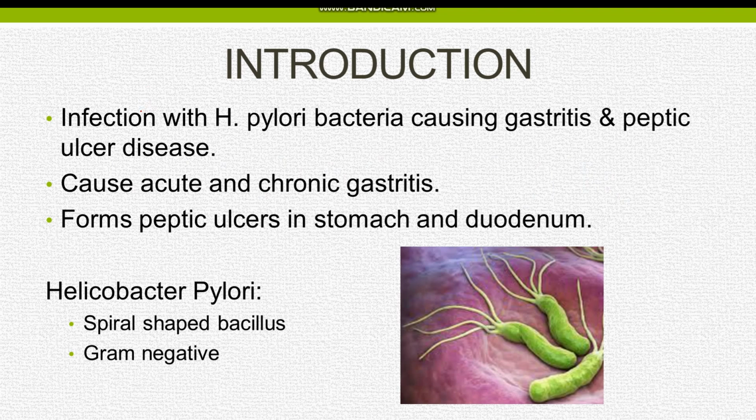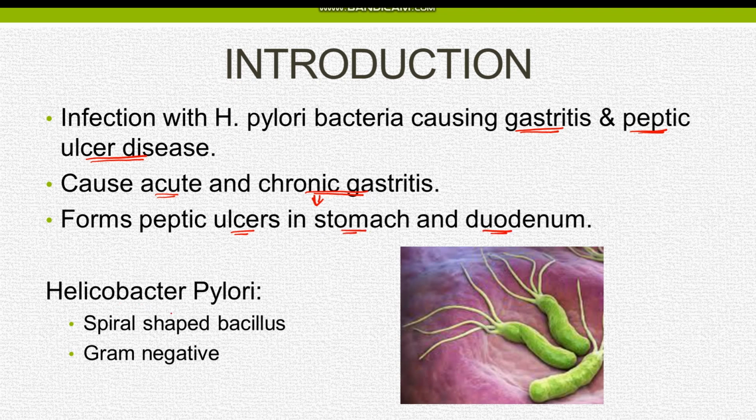So H. pylori, also known as Helicobacter pylori, is a spiral-shaped bacillus bacteria which infects the stomach, causing gastritis, and in later stages resulting in peptic ulcer disease. H. pylori infection can cause acute gastritis as well as chronic gastritis. Chronic gastritis in severe cases can progress into formation of ulcers in the stomach and duodenum.